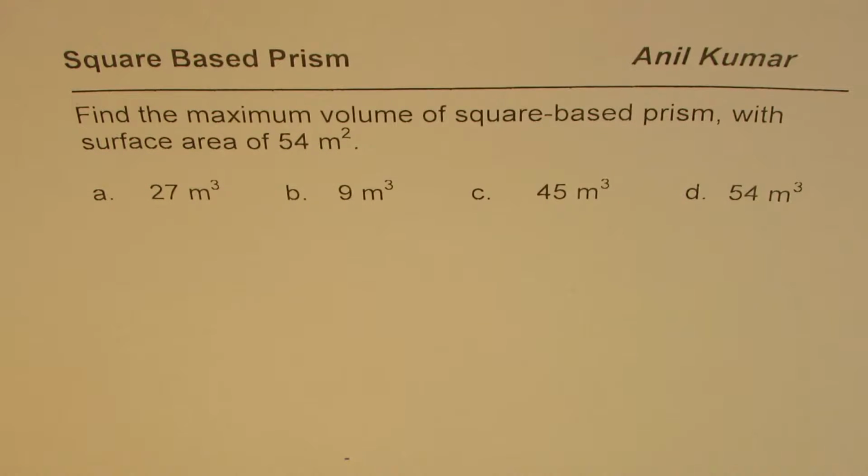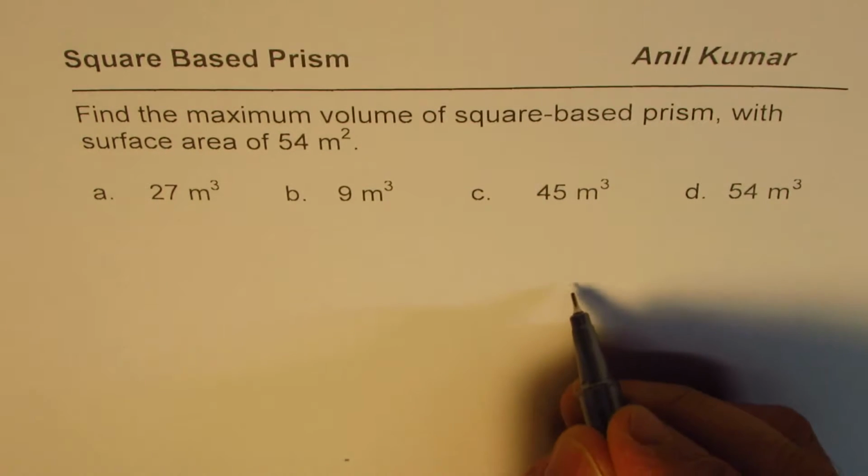The question here is, find the maximum volume of a square-based prism with a surface area of 54 meters square. You are given four choices. You can pause the video, answer the question, and then look into my suggestions.